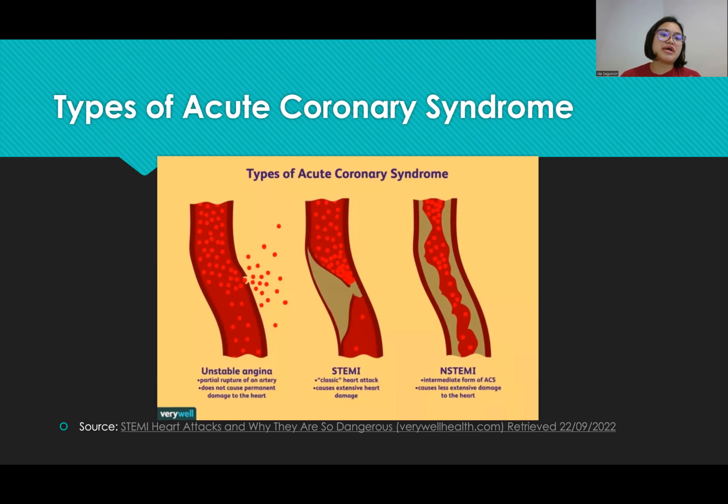And in the middle of unstable angina and STEMI is actually NSTEMI. So as we can see on the right picture, NSTEMI is an intermediate form of ACS. There is ischemia and there is some damage, but it causes less extensive damage to the heart than STEMI, but more damage to the heart than unstable angina.